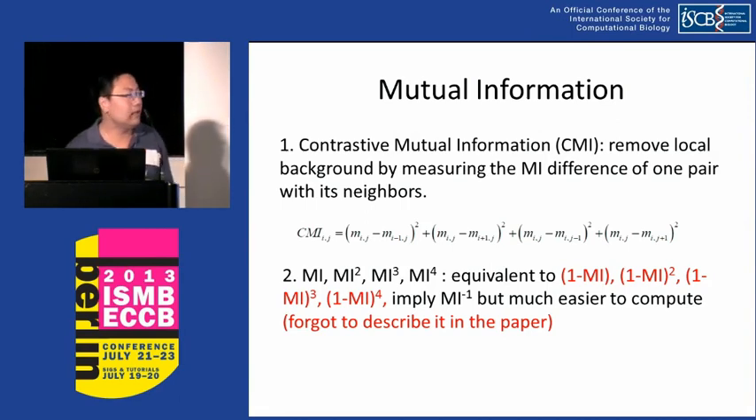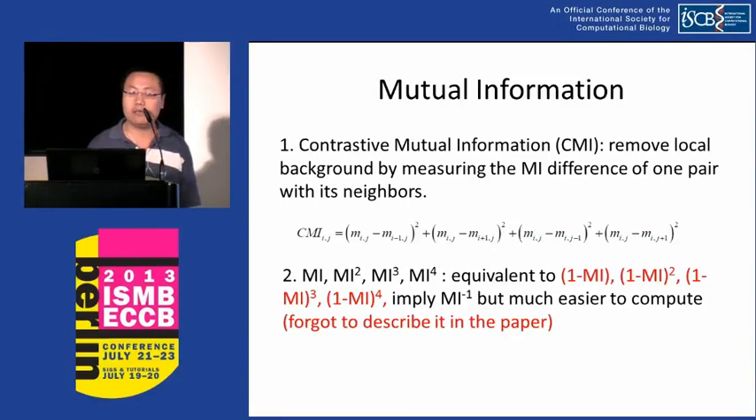Here, I'll briefly tell you a little bit about the mutual information we used. We don't use the traditional mutual information. The first type we use is the contrastive mutual information, which removes the local background by measuring the mutual information difference between one pair and its neighbors. The second type is related to the inverse of the mutual information matrix, but we don't calculate the inverse directly.